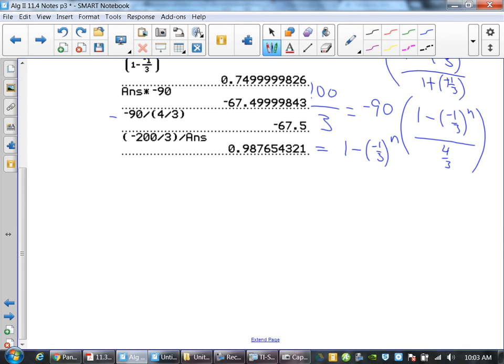Yes. Why didn't you just multiply 4/3 to 200? I can do that too. I'm doing the same thing. I just saw all those numbers on one side and then brought them over. So then I'm going to have negative 1/3 to the nth power is going to equal 1 minus all that.